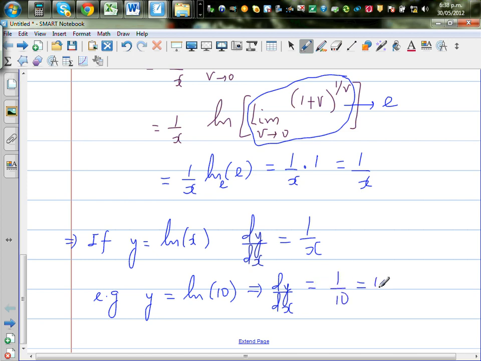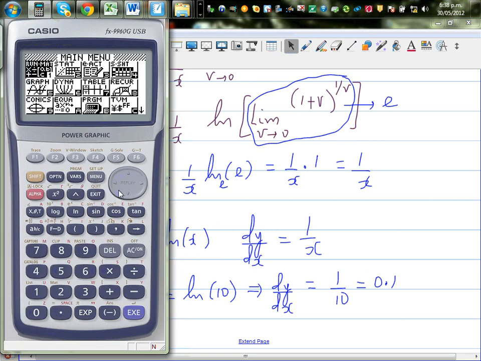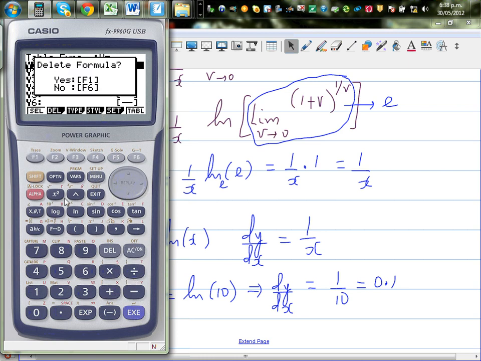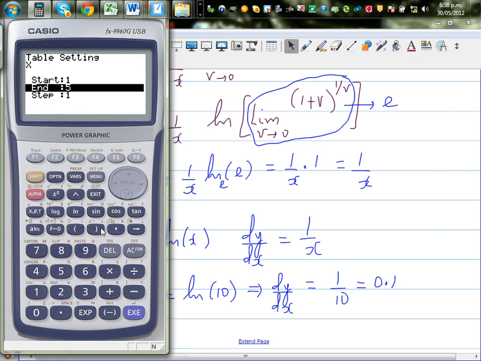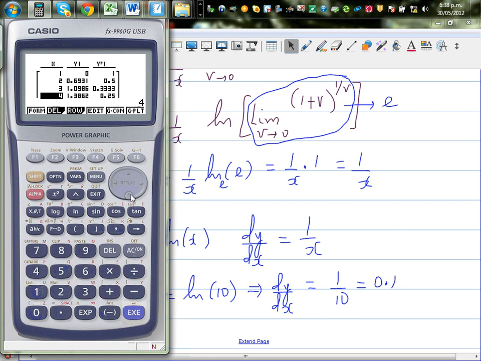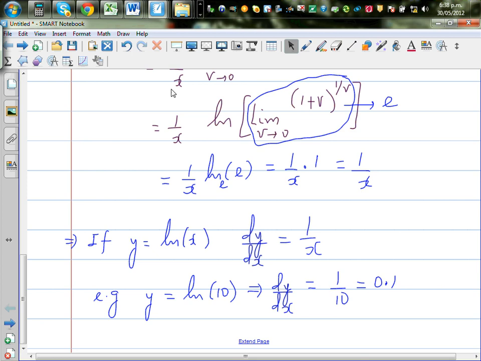So let us check that on the calculator. Again, get your calculator and go to your table menu and type in natural log of x. Let us go with a step of 1 to 10. If you scroll down to 10, the derivative is on. At 10, can you see this is a derivative function? At 10, it is 0.1, which is 1/10.